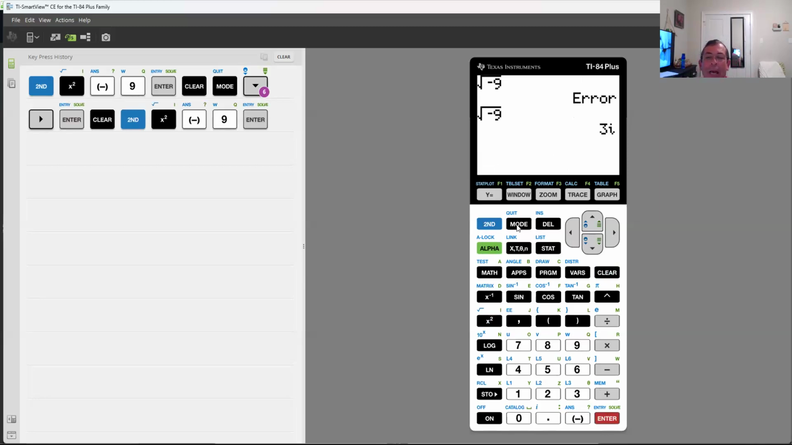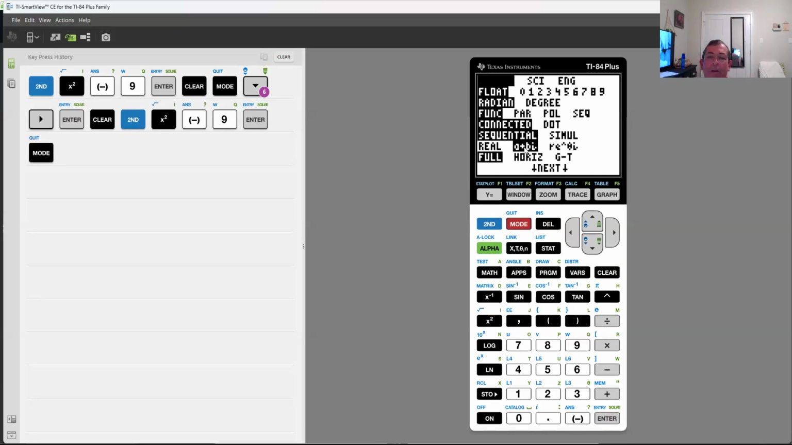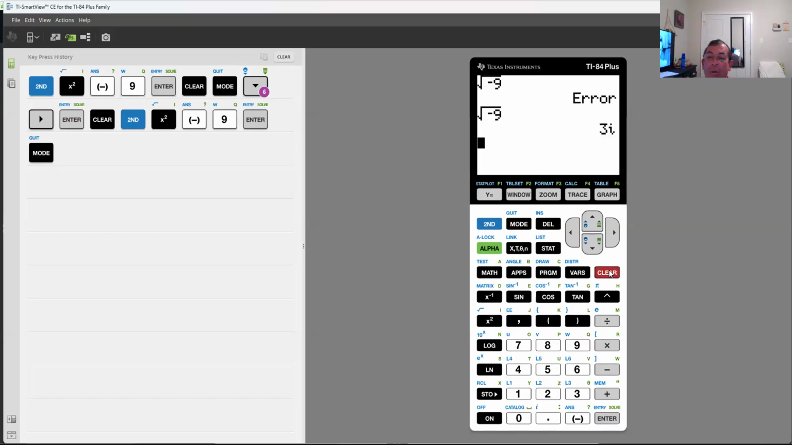So if you set the mode, like I said, if you take the mode off of real and put it on a plus bi, the calculator will actually let you take square roots of negative numbers and it won't give you the error. Okay, the reason it's giving me the error up here in the real world is because in the real world, I can't take square roots of negative numbers, okay?